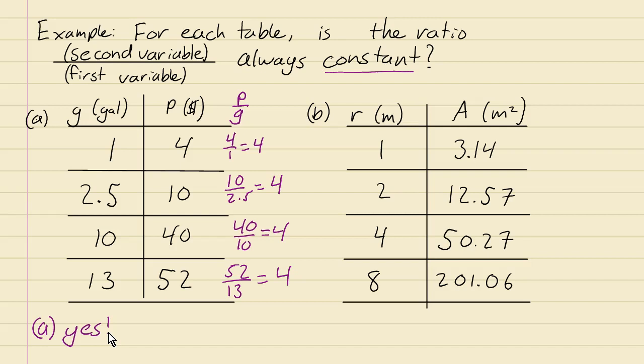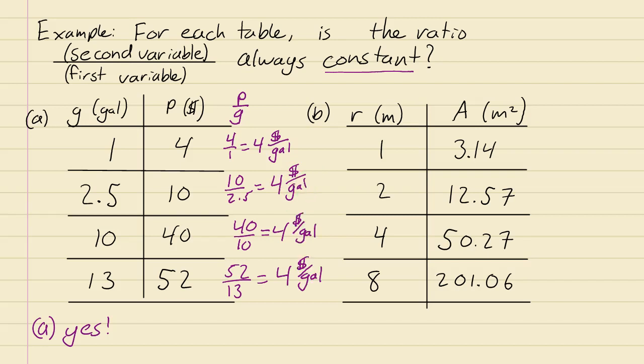And by the way, while we're at it, let's think about the units of this. When you take P dollars divided by G gallons, like $4 divided by 1 gallon, the units of that are going to be dollars per gallon. So here you can see that's just the price of the gas, $4 for every gallon. And that ratio is always the same.